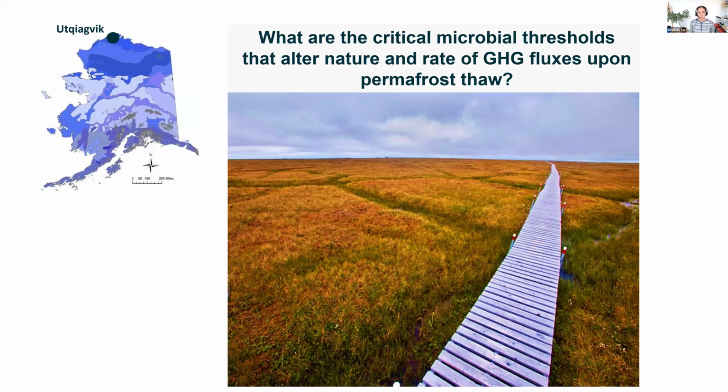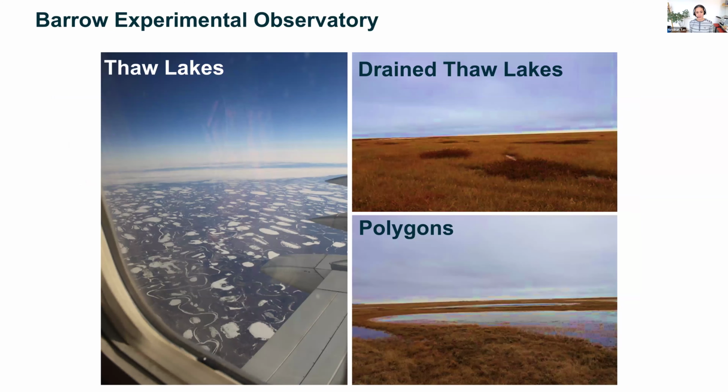We've worked in this ecosystem for the better part of a decade now, and the landscape looks exactly like this, very classical polygonal tundra. We've been thinking about how to approach finding the microbial thresholds that alter the rate of greenhouse gas fluxes, especially when thaw happens. Even in flat tundra, there is a lot of structure in the landscape. There are thaw lakes, drained thaw lakes and polygons, and these things are very dynamic. They come and go as the years progress.